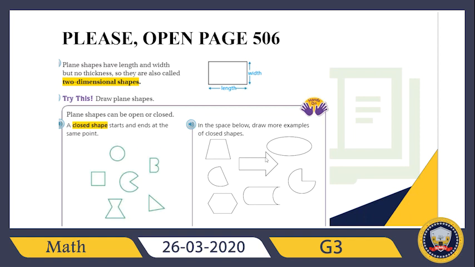For example, let's check the arrow. I'll start from this point and I'll track the line segment. Okay, so let's track it together. For example, I follow it and I come to the same point. I start and finish at the same point. It means it is an example of a closed shape.